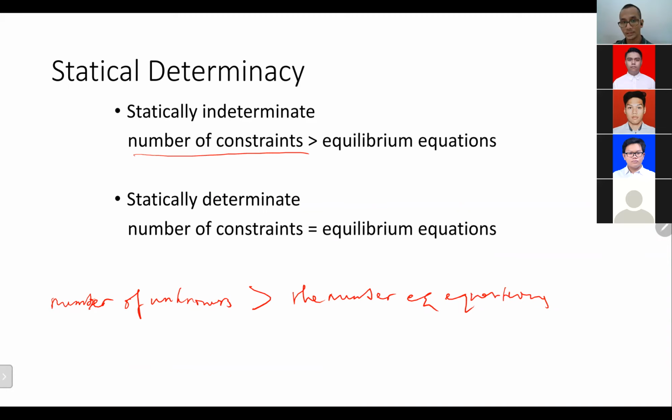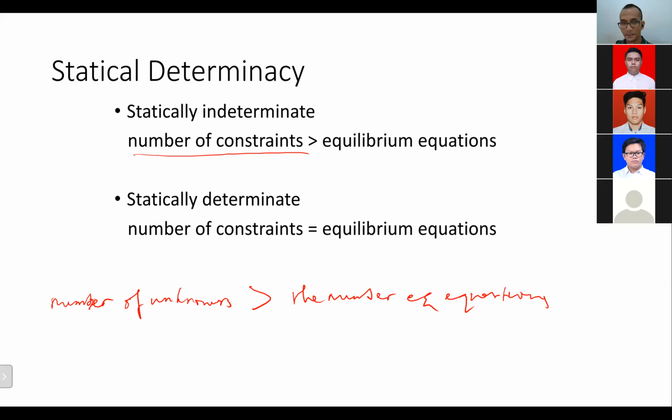I'm so sorry about my writing. I don't know why my writing is getting worse and worse because of this pandemic, because I only write digitally like this. But I'm pretty sure that you can read it, right? Azhar, can you read it?